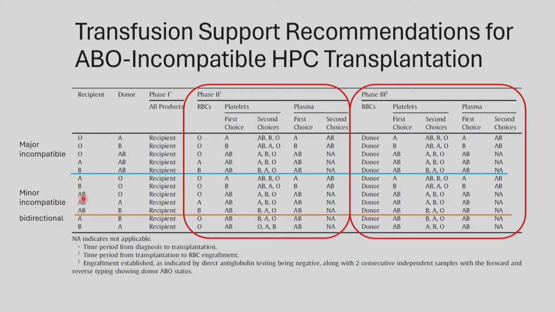Again, coming to the minor incompatibility, the important issue is in phase 2, that is from the start of chemotherapy to engraftment. Here you will be using RBCs of the donor and platelets of the recipient type. Once it is engrafted, you will be using the RBCs of the donor and platelets of the recipient type. So this is how you manage. But anyway, we have set protocols which we stick to in the unit, and we have a transfusion medicine department which constantly helps us with these transfusion issues. But this is how we practice in transplant.